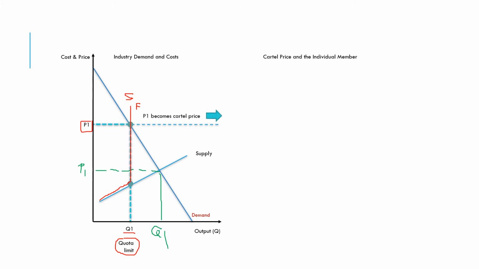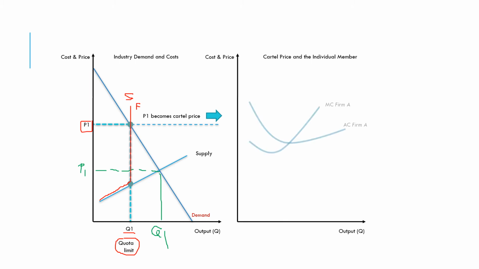Let's now on the right hand side have a look at how this affects an individual member of the cartel. So the market price becomes P1. Now these businesses, these firms that operate, these oil producing companies, will have cost curves, the standard cost curve.